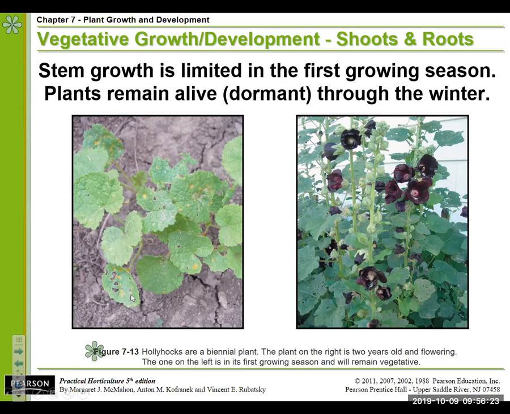And then they go through vernalization through that winter, which is causing those biochemical changes. And then the next year, they will become quite a bit larger, have a rapid period of vegetative growth, followed by flowering, fertilization, production of fruits and seeds, and then death. Hollyhocks have been developed, though, to be perennials as well.